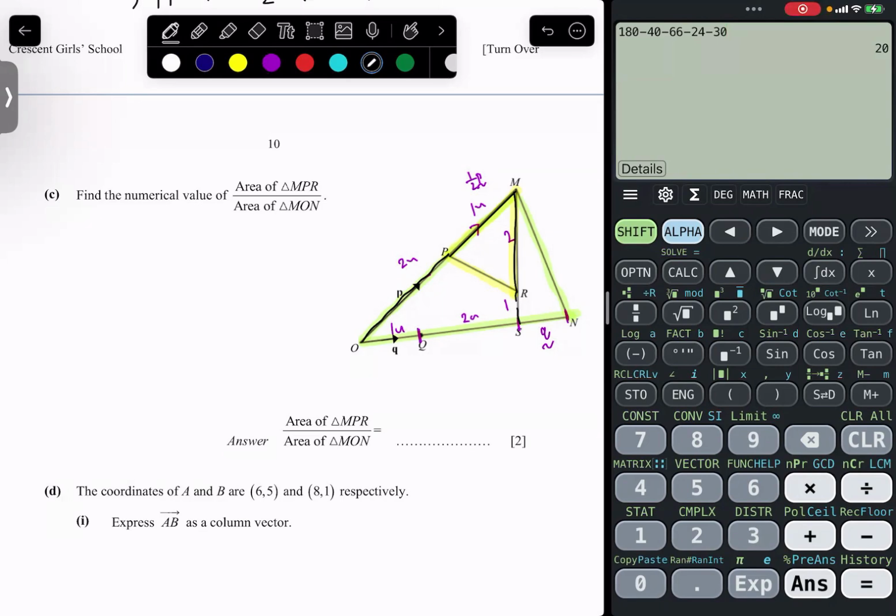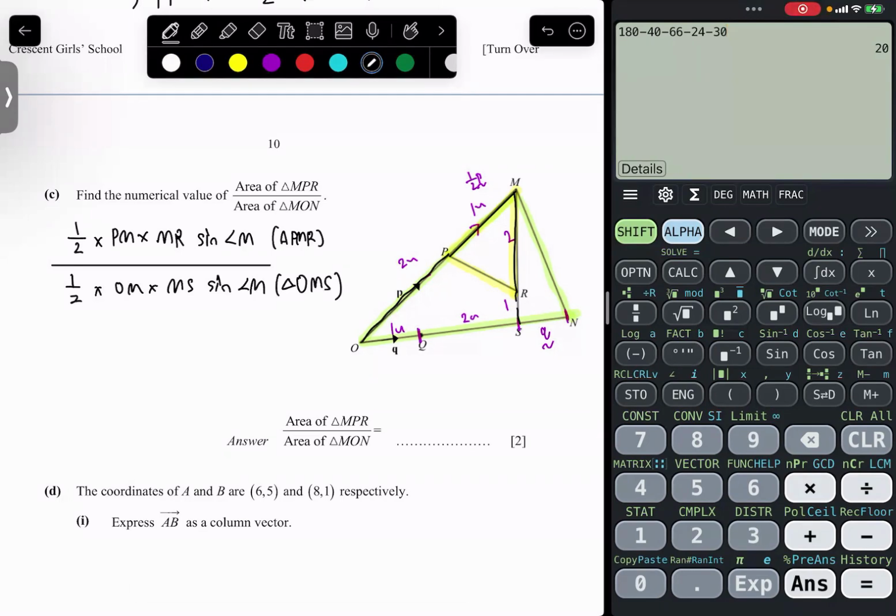So MPR can be half times PM times MR times sine of angle M. I take it to compare against triangle PMR. Against half times OM times MS times sine of the same angle M. That is triangle OMS.